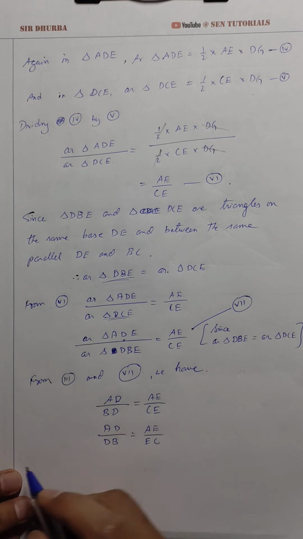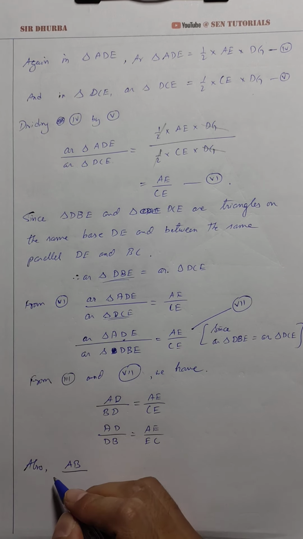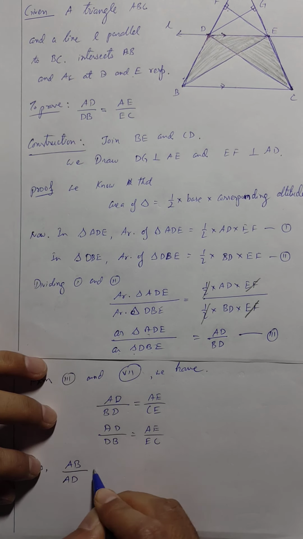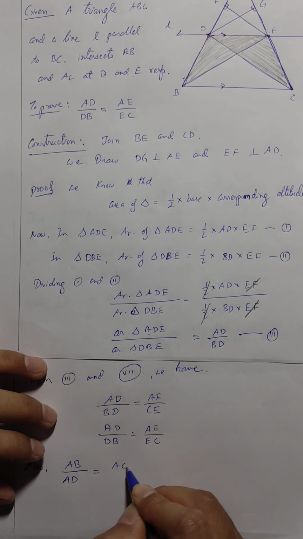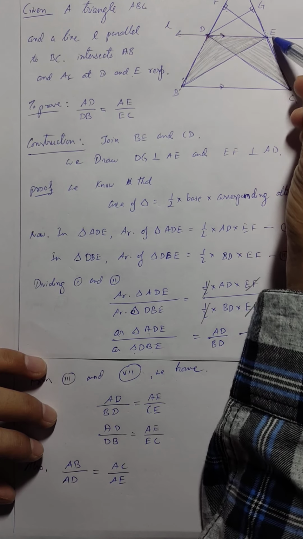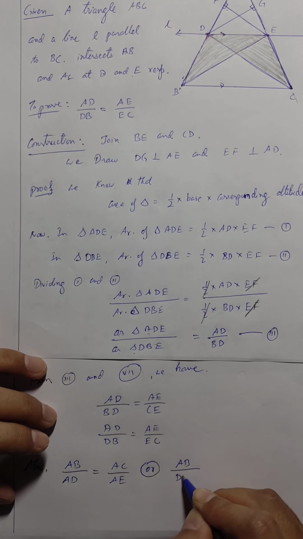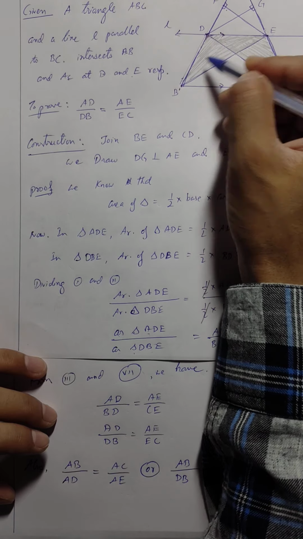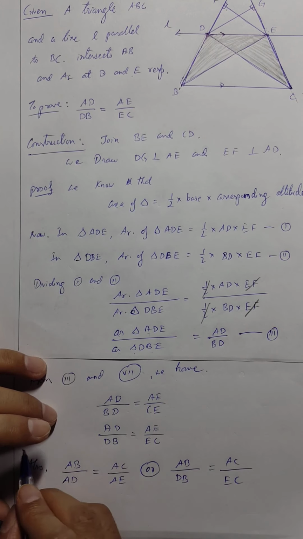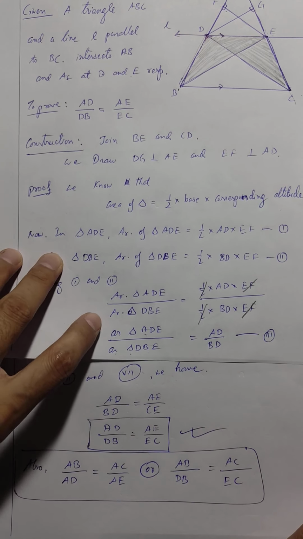All right, so we can have other results also. If you look at the figure, we can also have AB by AD equal to AC by AE. That can also happen. Or we can also have AB by DB equal to AC by EC, corresponding sides. You can use any one of these results, that's up to you. That is what this theorem proves.